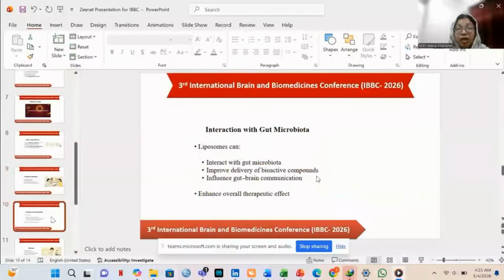Next are challenges. Despite their advantages, liposomes have certain challenges. The first challenge is stability issues. Liposomes can sometimes be unstable during storage. They may undergo leakage of the encapsulated drugs or fuse with each other, which reduces their effectiveness. Environmental factors like temperature and pH also affect their stability.